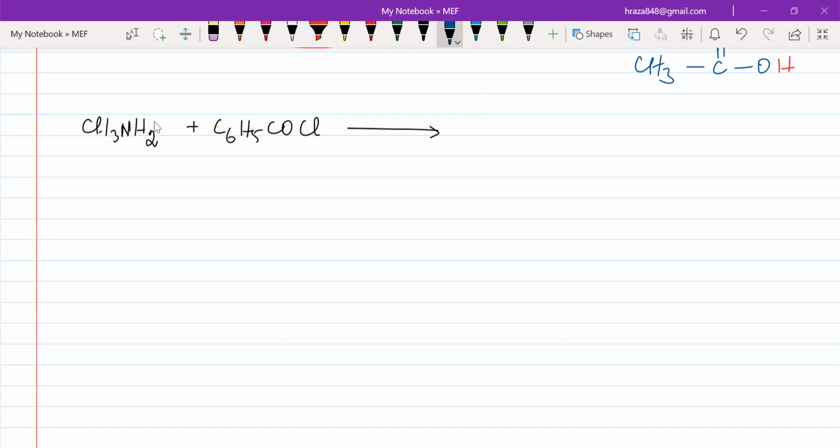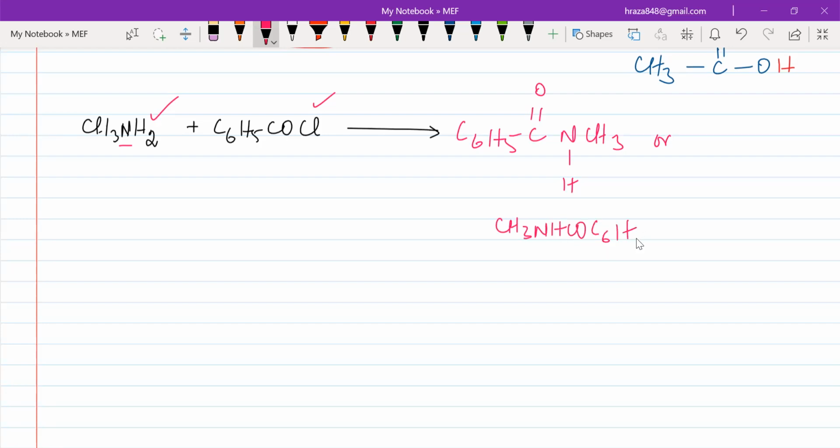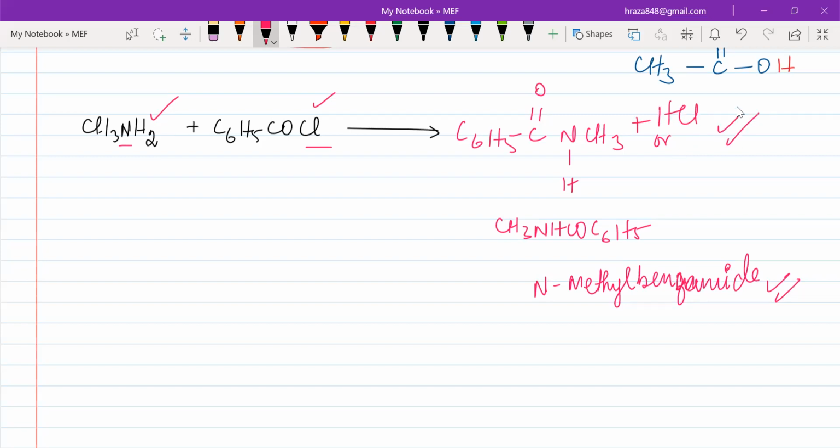So see, it's also very easy. One of the hydrogen and chlorine will be eliminated. And what you will get? You will get C6H5, C double bond O, and this nitrogen will be directly connected. Hydrogen will be there, and this is CH3. Or you can write this as CH3NHCOC6H5, which has a name N-methylbenzamide. And Cl and H combine to form a byproduct that is HCl, which is very easy, right?